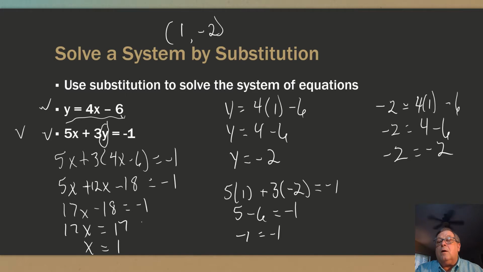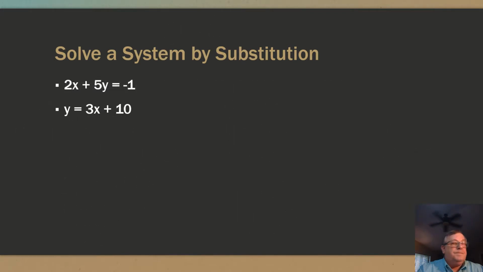Let's see, I think we got one other to look at. Well, here's our second system that we have. So we've got 2x plus 5y equals -1. And then we've got y equals 3x plus 10. So again, this is a perfect setup to use substitution, because in this second equation, I've got y isolated by itself, and I can substitute that 3x plus 10 in for y in the first equation and solve for x.